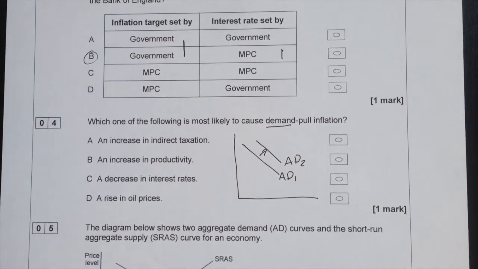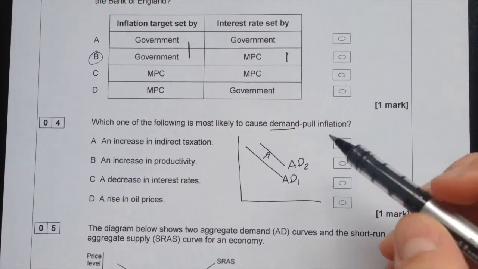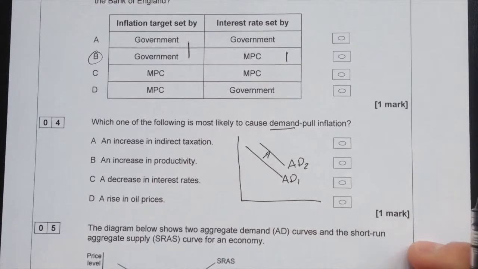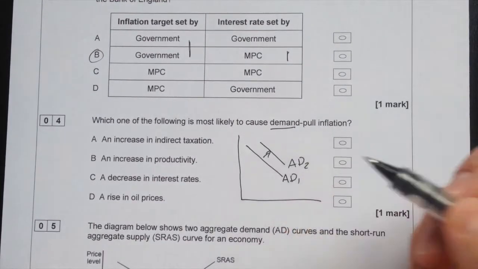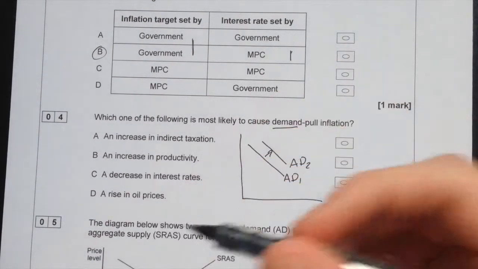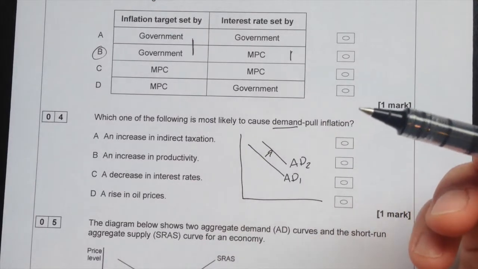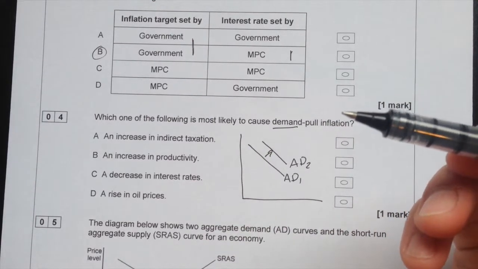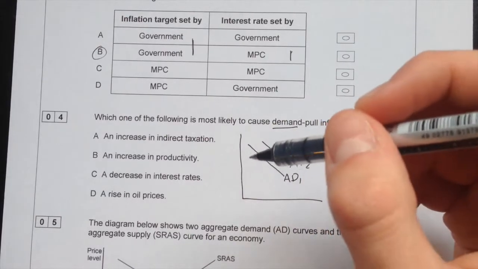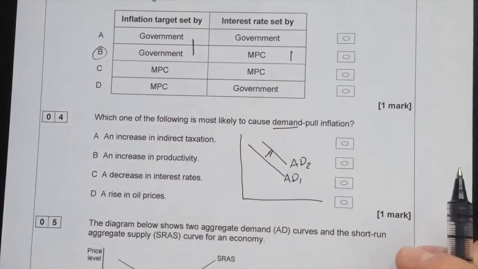Okay, so now we go on to question 4. Question 4 is asking which one of the following is most likely to cause demand pull inflation. Remember, there is 2 types of inflation. There's demand pull and there is cost push. So we're just trying to see which one of these factors does cause demand pull. So, is it A, an increase in indirect taxation, B, an increase in productivity, C, a decrease in the interest rate, or D, a rise in oil prices?